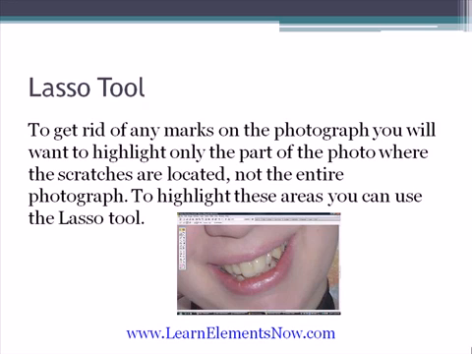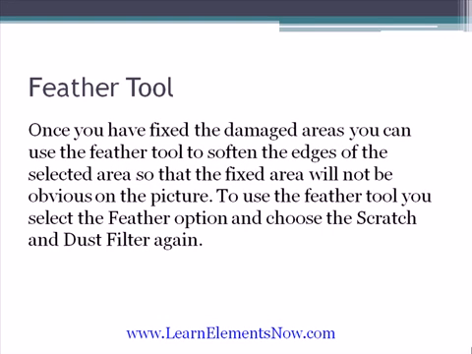To get rid of any marks on the photograph, you want to highlight only the part of the photograph where the scratches are located, not the entire photograph. So to highlight those areas, I want you to use the lasso tool. Once you have fixed the damaged areas, you can use the feather tool to soften the edges of the selected areas so the fixed area will not be obvious on your photograph.